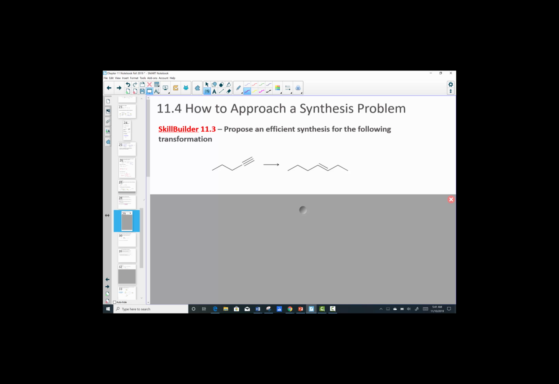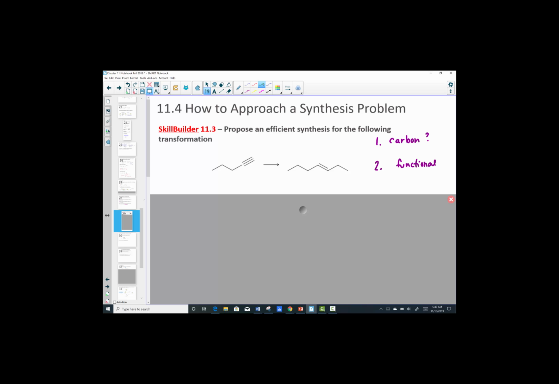So let's consider one, and I'll do some out loud thinking, and perhaps you can follow along with those two questions. This is one of your homework skill builder questions. It says, propose an efficient synthesis for the following transformation. Now remember our two questions. Are the carbons changing? I want to check the carbon. Are we adding? Are we decreasing? Does it stay the same? And what's happening to the functional group? Do we have a different functional group? Is one disappearing and a new one appearing? We want to get a handle on what's going on.